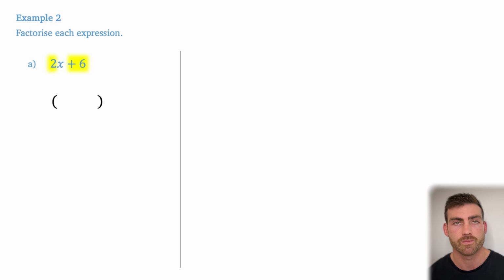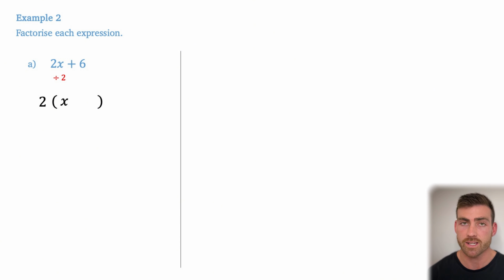Starting with the numbers, the highest common factor is 2. Checking the variables. Since the second term does not have an x, we can't bring out an x. The next step, we divide 2 by each term and put it in the brackets. Starting with 2x divided by 2, which is just 1x or x. Then moving on to the next term, since we're dividing by two positives, our result will be positive. Then 6 divided by 2 equals 3, and we are done.